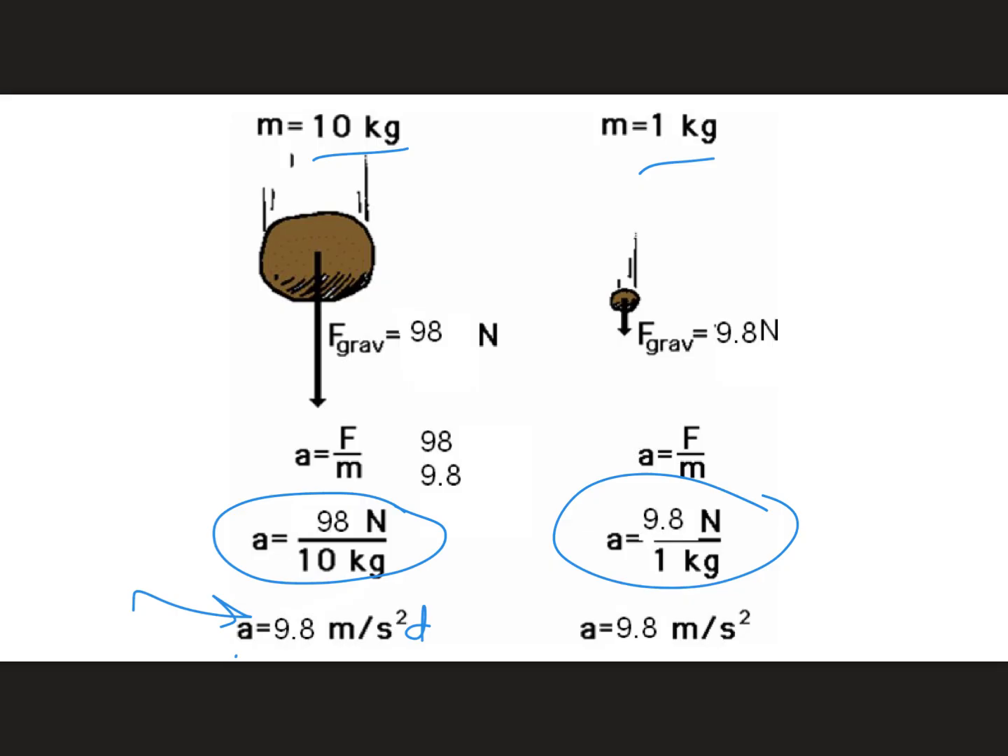Let's also look here. Here, I'm also finding the acceleration. My force is 9.8 newtons. I divide that by 1 kilogram, and I still get that my acceleration is the same. Gravity on Earth is the same no matter where you go. You have to leave Earth's orbit in order to have a different gravity acting on your body.